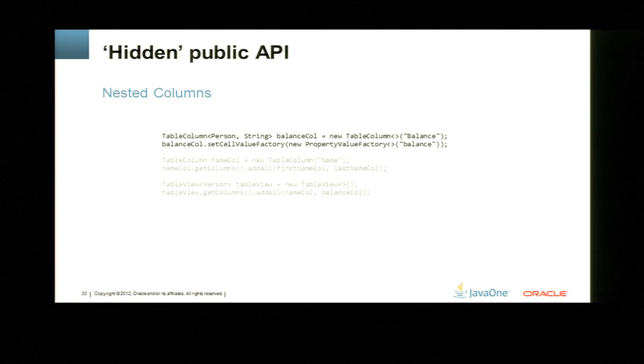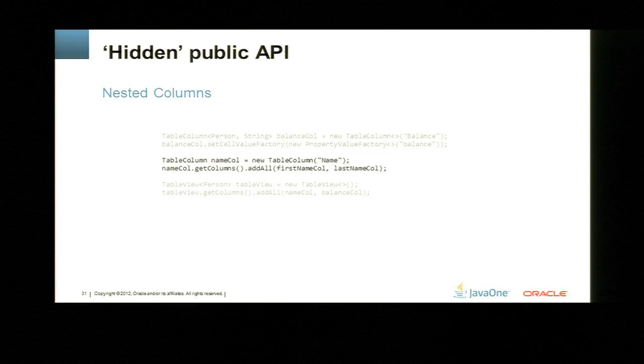We set the cell value factory as per usual, as a property value factory, taking the balance string. Then we create a name column, and the first line is as per usual, a table column with a name text. The next line is the interesting one. We're getting the columns list from the name column, and adding into that the first name column and the last name column. Previously, what you see at the bottom here, we added everything into the columns list of the table view.